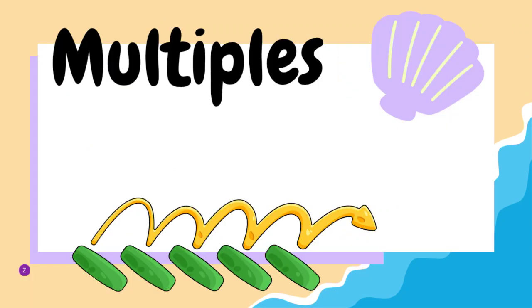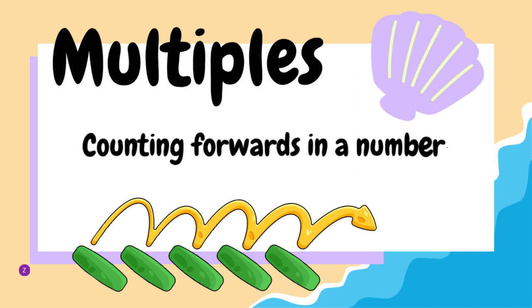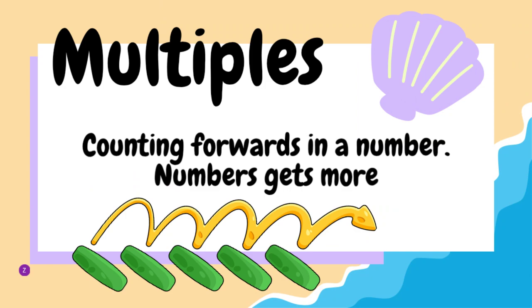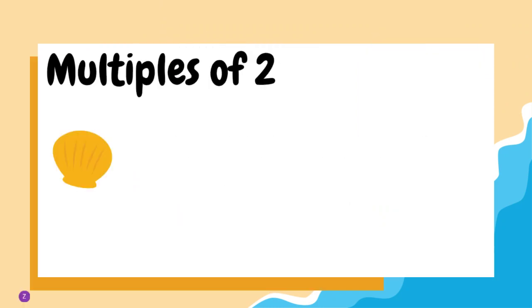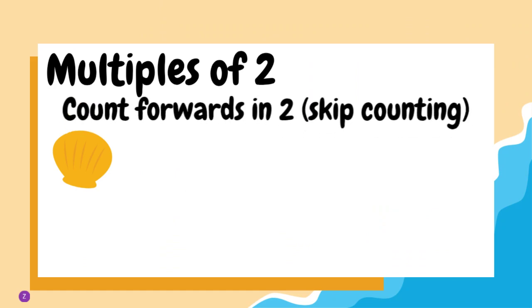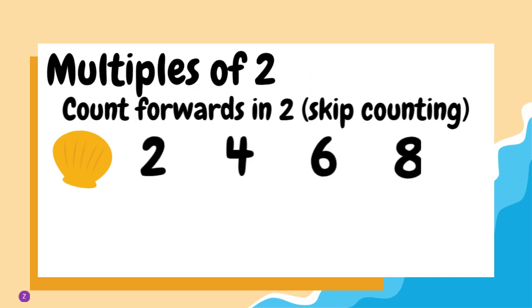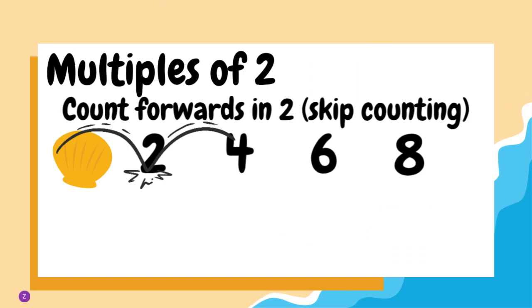Firstly, let's look at what it means to do multiples or to give multiples. This is when you count forwards in a specific number. The number then gets more, but it gets more with the same amount every time. So if we look at multiples of 2, that will mean we will count forwards in 2s or do skip counting in 2s. For instance, 2, 4, 6, 8, and you can count onwards as far as you need.